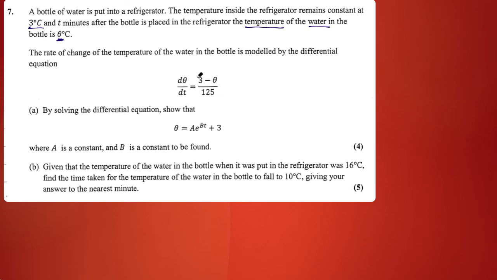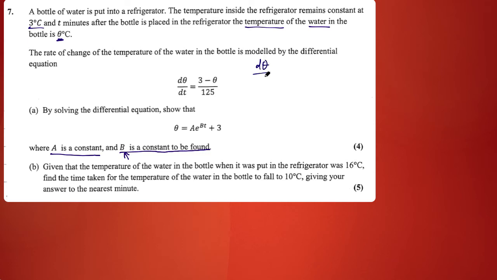D theta by dt equals 3 minus theta over 125. By solving the differential equation, show that theta equals ae to the power of bt plus 3, where a is a constant and b is a constant to be found, and they've separated those two because we are going to be finding what value b is, and a is presumably just going to be left as a, it's just a constant. So first of all, let's separate these variables.